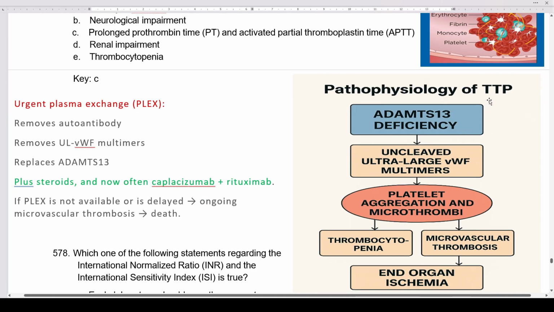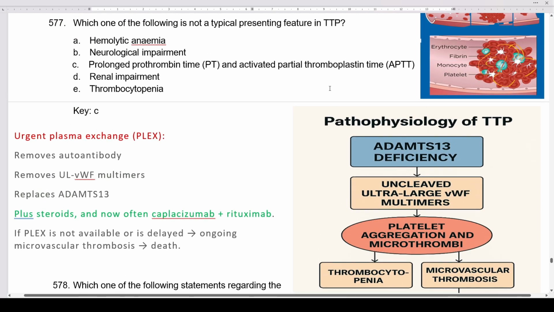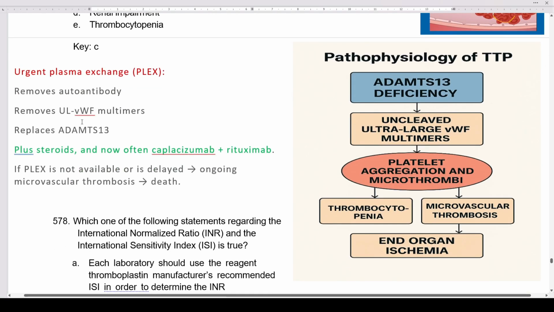In TTP there is a high mortality rate, so we have to treat these patients before we get the true ADAMTS13 levels. We have to see a scoring system, the PLASMIC scoring system. We will do that, suspect it is a case of TTP, and go for PLEX, which is urgent plasma exchange. We will remove the autoantibodies. We will also remove the ultra large von Willebrand factor multimers, and we do PLEX with FFPs, so in that we will replace the ADAMTS13. In this case the patient can improve.